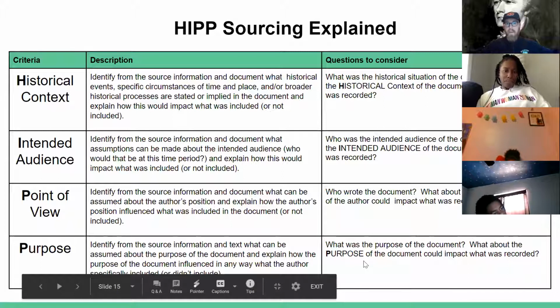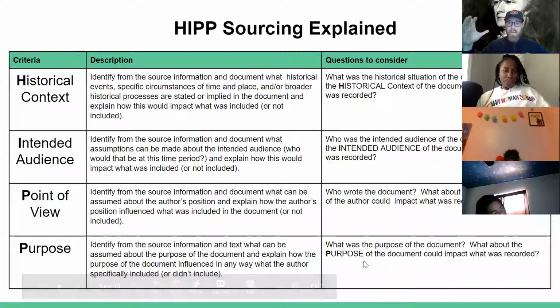So again, here are the HIP requirements there: the historical context. You can talk about the intended audience, the point of view, and the purpose. Any of those count as analyzing a source in a way that would give you a point. So again, I know I put the HIP analysis sheets in the agenda for each of our calls.